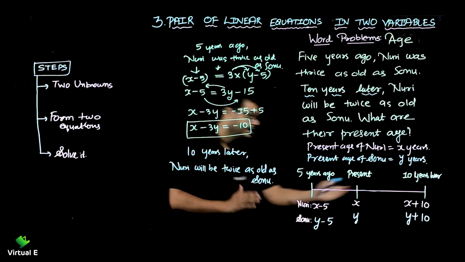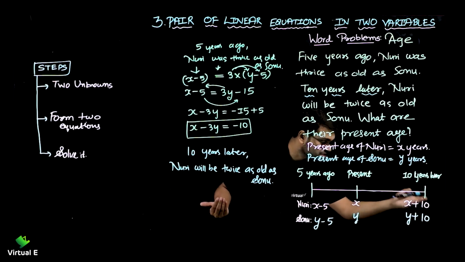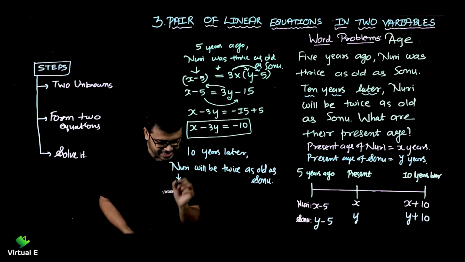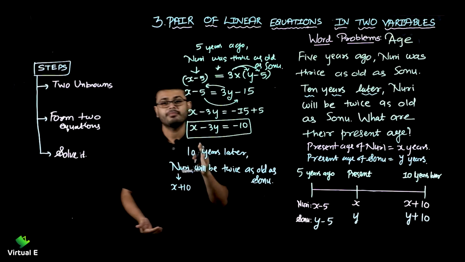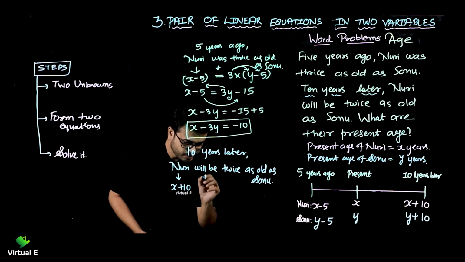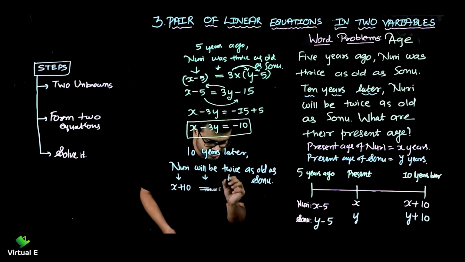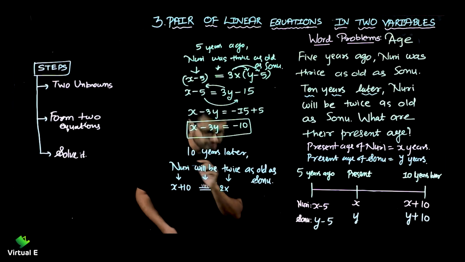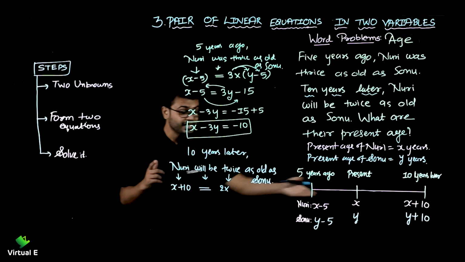10 years later, what? First name is Noori. So what is the age of Noori? X plus 10. So I will be writing exactly below, X plus 10. I told you, will be, is, am, are, was, were means you are going to put an equal to sign, right? Twice means what? Multiply by 2. As old as what? Sonu.